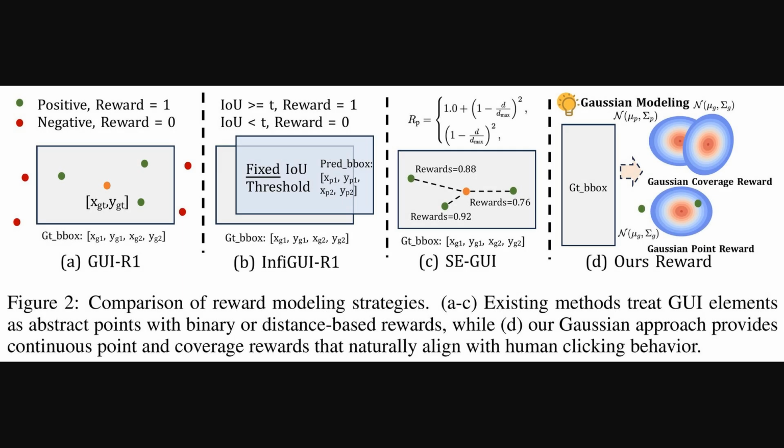Building on that insight about human clicks, this figure really breaks down why their method works so well. It compares different reward modeling strategies, which are ways of giving the AI feedback. The first few panels show older methods. They often use what's called a sparse reward, basically a simple hit-or-miss signal, which isn't very helpful if the AI is just a little bit off. But on the right, we see their new Gaussian approach. It creates a rich, continuous reward with two parts, a point reward for precision and a coverage reward for matching the target size. This much more informative feedback helps the model learn faster and more effectively.